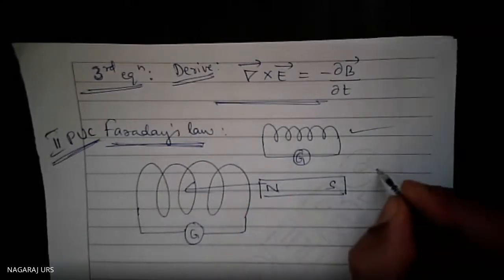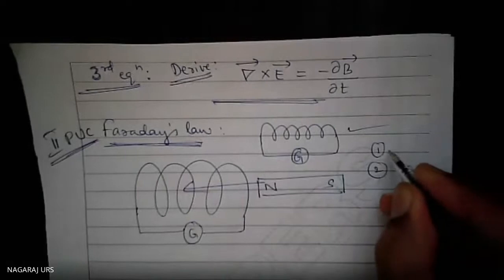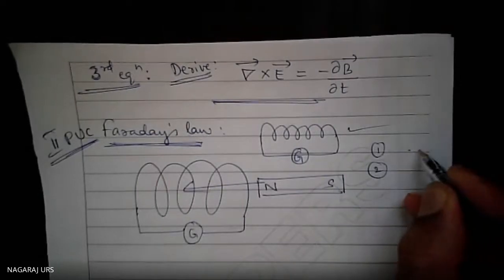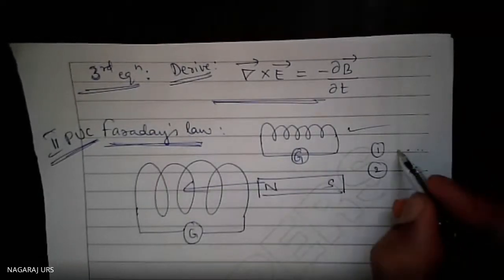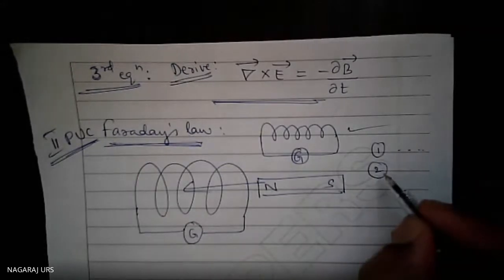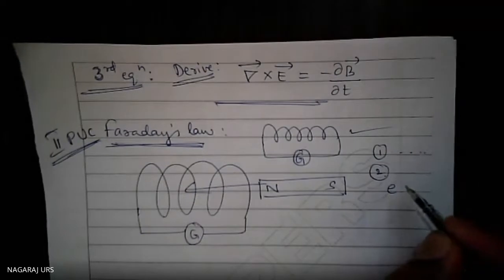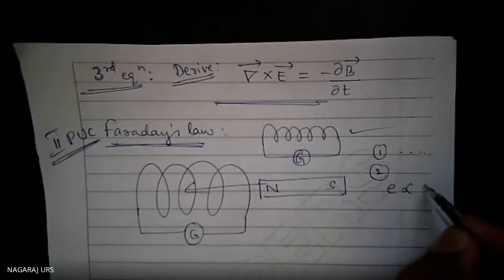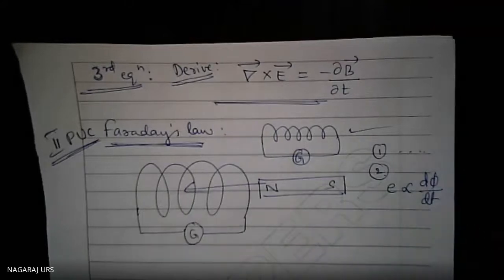Second law. First law: whenever there is a change in the magnetic flux, there is an induced EMF. If there is no change in the magnetic flux, induced EMF is equal to 0. Second law says that the induced EMF is directly proportional to the rate of change of magnetic flux. Induced EMF is equal to the rate of change of magnetic flux. E is equal to d phi by dt.